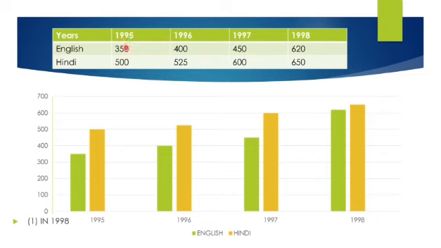And the next one, in 1995 Hindi books are sold at 500. Then we get the position 500. Then in 1995 we got 2 bars. And the next year 1996, 400 books in English and 525 books in Hindi. Then the colors are different because English is represented in green and Hindi is represented in orange color. Then we can easily find all the books sold in every year.